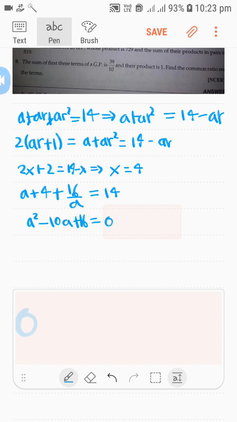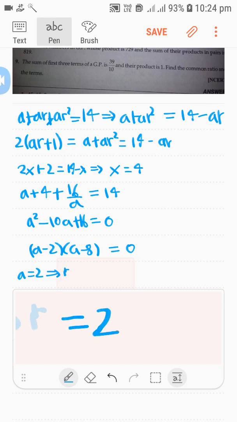That's nice. So once again, same thing, 16 is equal to 8 into 2, and then 8 plus 2 is just 10. So you would get A minus 2 into A minus 8 is equal to 0. So either A equals 2 or A equals 8. So when A is equal to 2, our R is just 4 upon A, so A equals 2 gives R as 4 upon 2, which is nothing but 2 itself. And when A is equal to 8, R is equal to half.